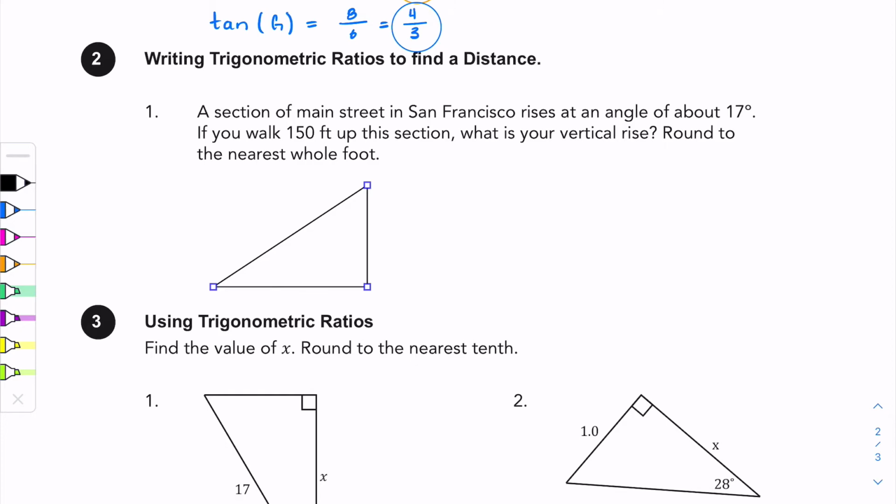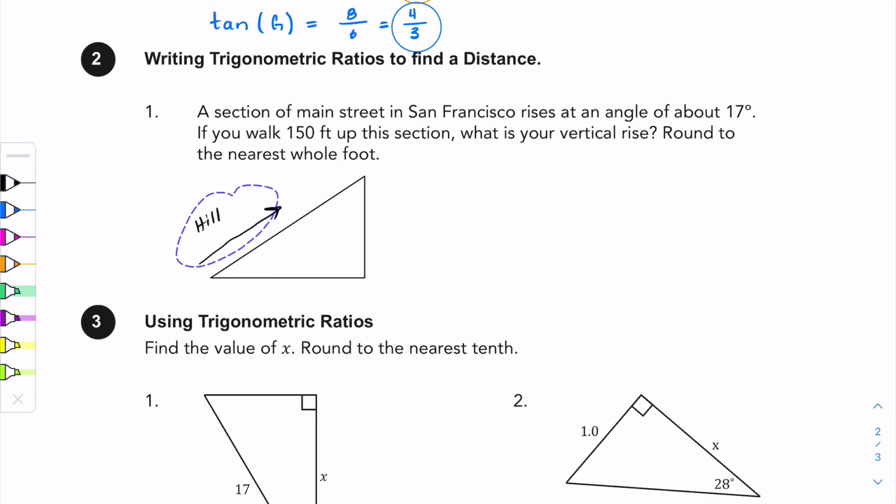Remember, we are always working with right triangles. So imagine that this is the hill you're walking up. It tells you that the length of the section is 150 feet. It tells you that the angle that it's making with the ground is 17 degrees. Of course, we know we have another angle that's 90 degrees. And we're looking for the vertical rise.